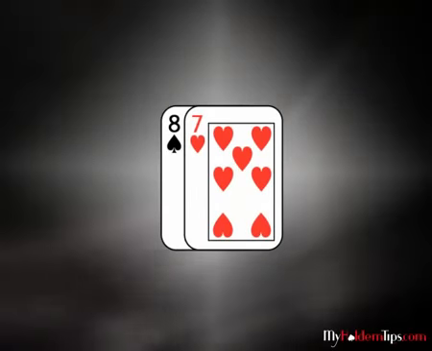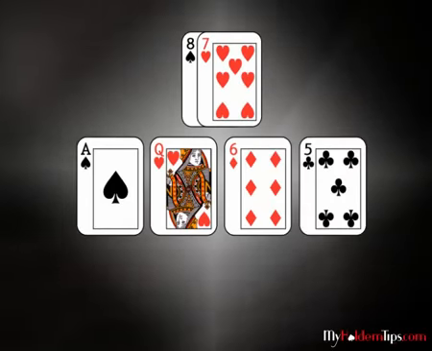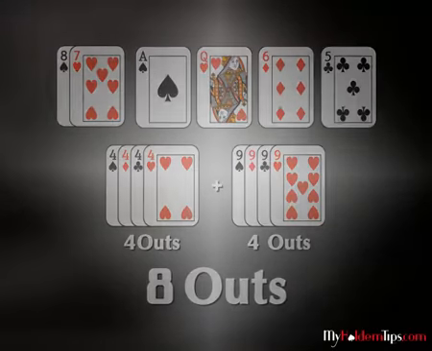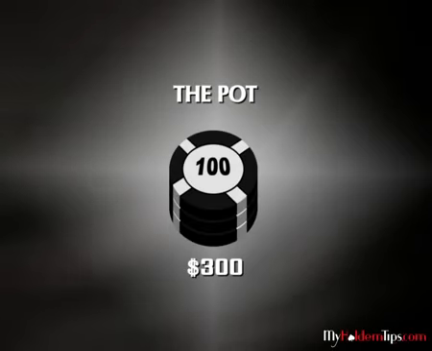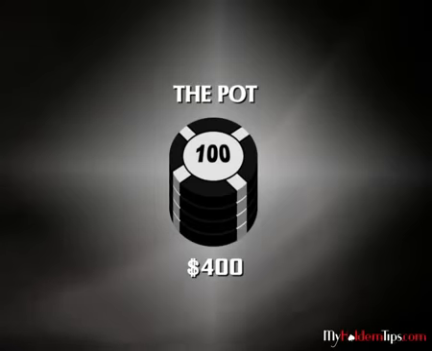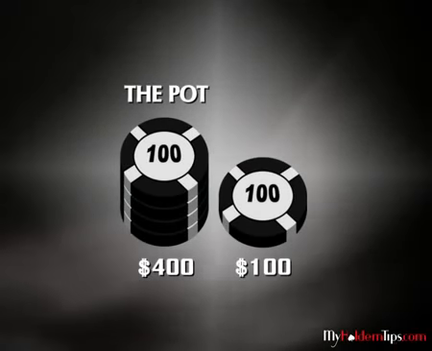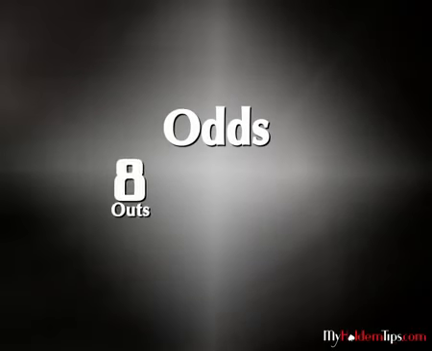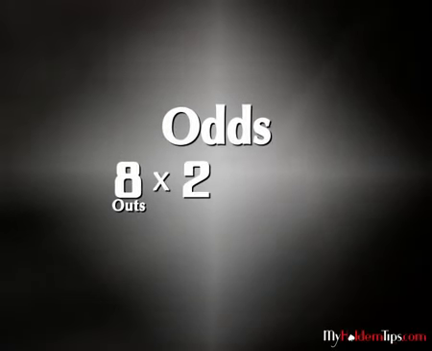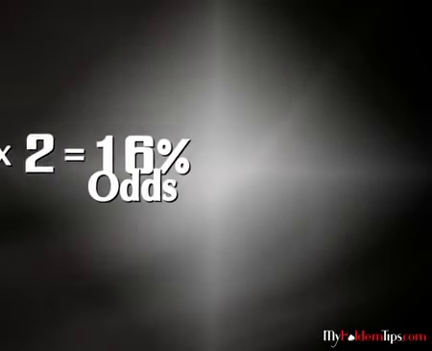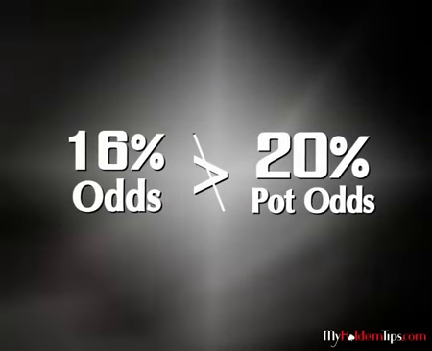For example, you hold an 8 and a 7 and the board is Ace, Queen, 6, 5. You have 8 outs to make a straight. If the pot is $300 and a player bets $100, you have to bet $100 to win $400, and your pot odds are 20%. Since you have 8 outs, by the rule of 2, you have approximately 16% of making your straight. Therefore, you are not getting enough pot odds and should fold.